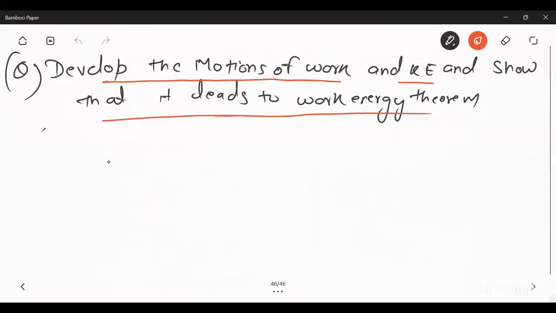Now, this question is also discussed by me. Now wait for next question.